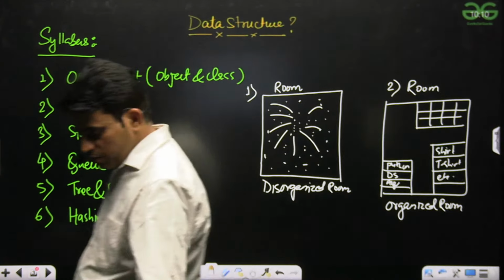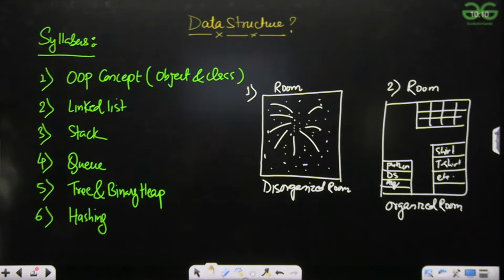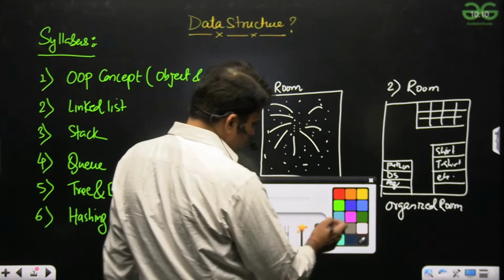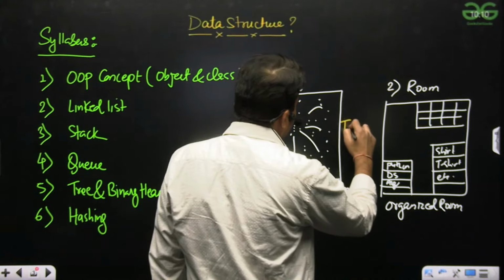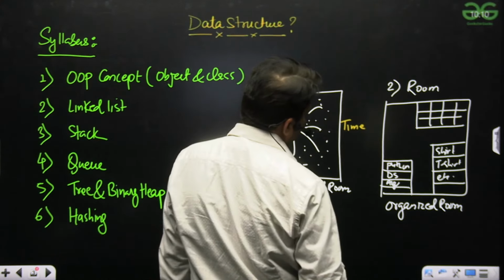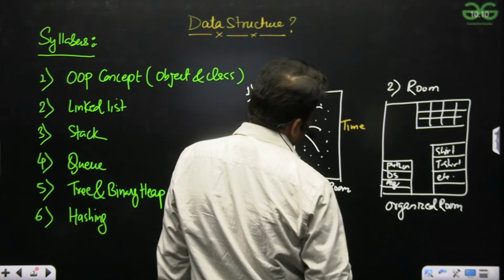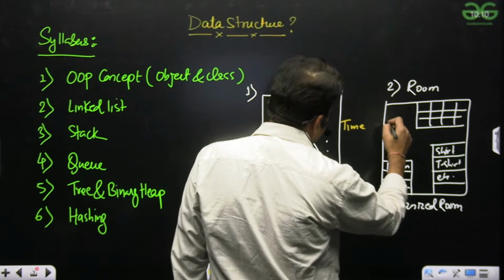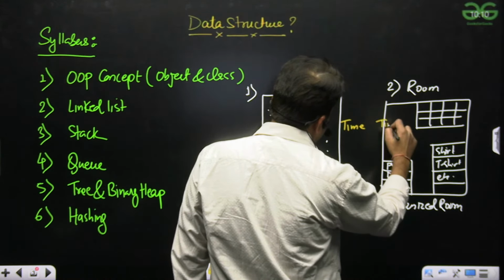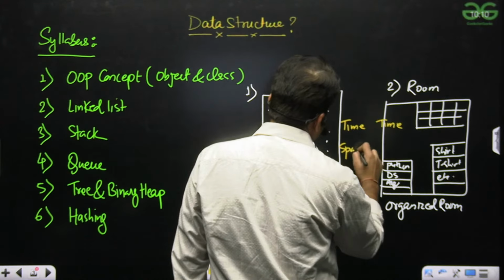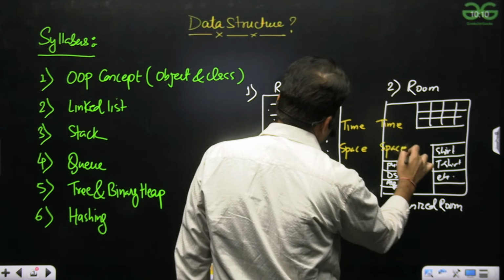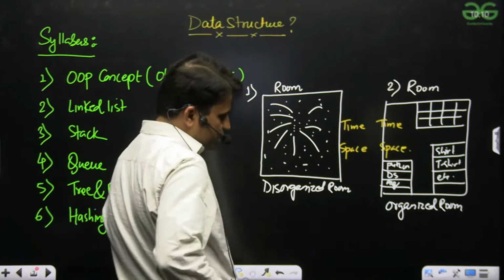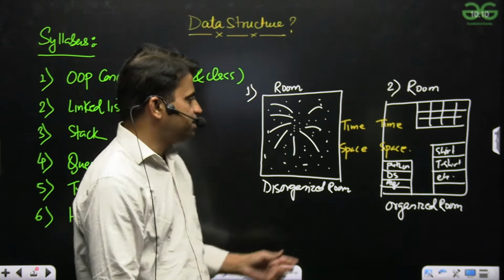Okay, students, sorry for the interruption. So the second thing is better, because this is an organized room. If I talk about time complexity and space here, students, which scenario takes more time? Which scenario takes less time?